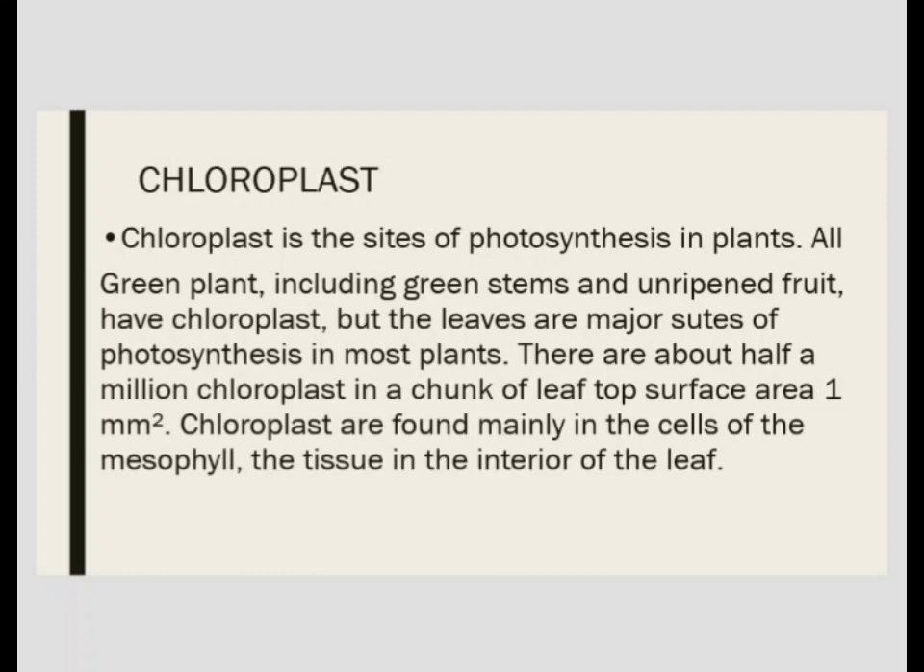All green plants, including green stems and unripened fruit, have chloroplasts, but the leaves are the major sites of photosynthesis in most plants. There are about 500,000 chloroplasts in a chunk of leaf top surface area of 1 mm squared. Chloroplasts are found mainly in the cells of the mesophyll, the tissue in the interior of the leaf. So you can see on your screen the structure of a chloroplast.